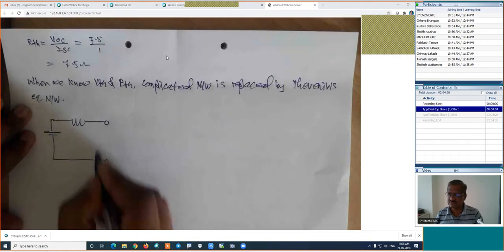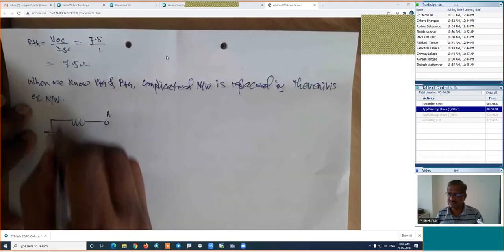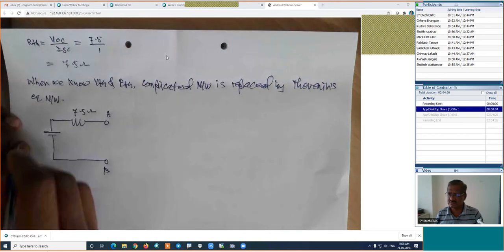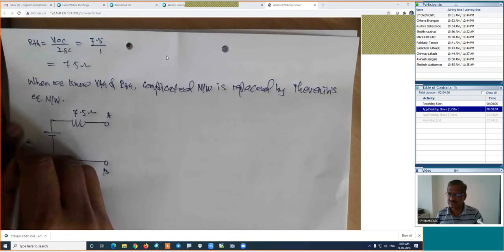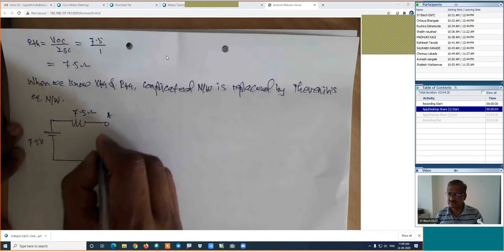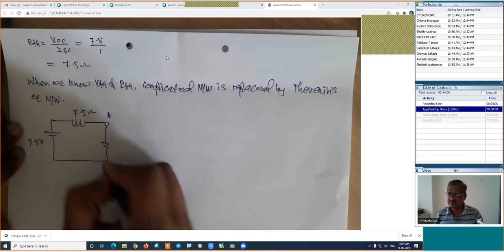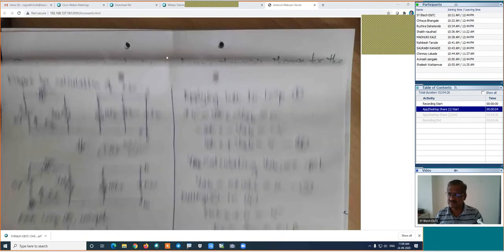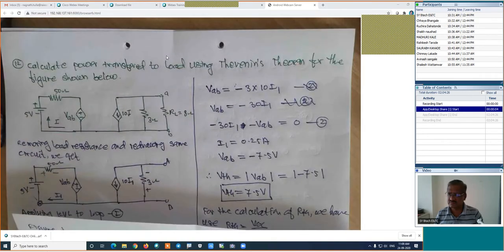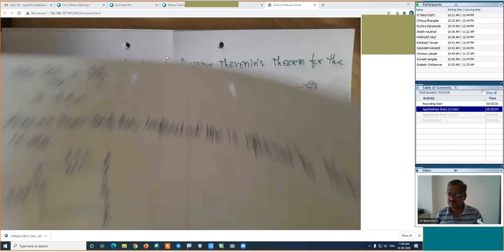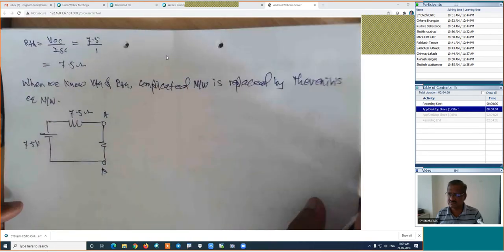This is A point, this is B point. This RTH is 7.5 ohm. And how much is the VTH? It is 7.5 volts. Now reconnect the load resistance which was removed in the first step. How much is the load resistance we connected in the first case? It is 8 ohm, and we are interested in the calculation of the power. I will reconnect this load resistance of 8 ohm.